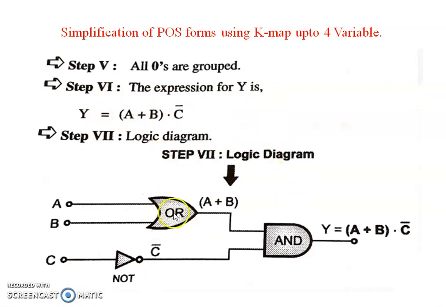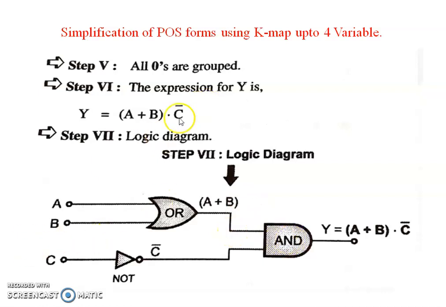So here we write the logic diagram. See here, A, B, C, that is 3 variables. So A plus B is connected with an OR gate. It means OR terms that are ANDed together. So in product of sum form, OR terms are ANDed together. So see here, A plus B, an OR, is connected with an AND gate.